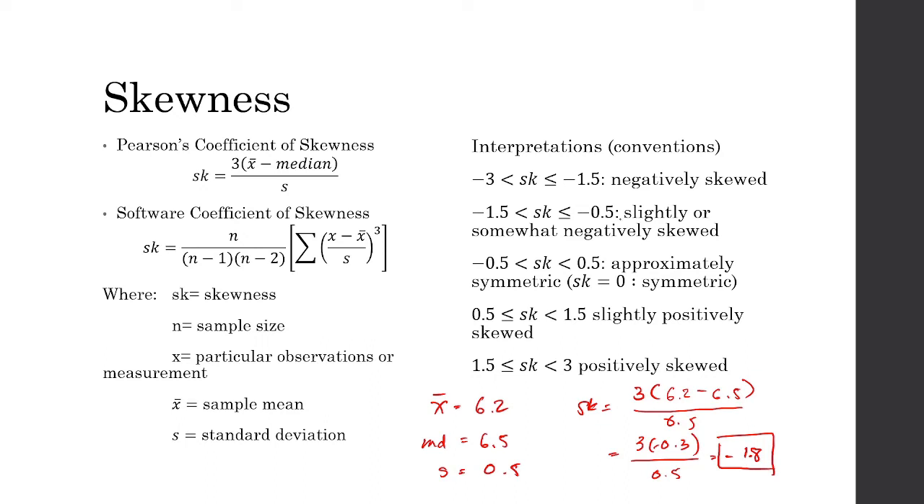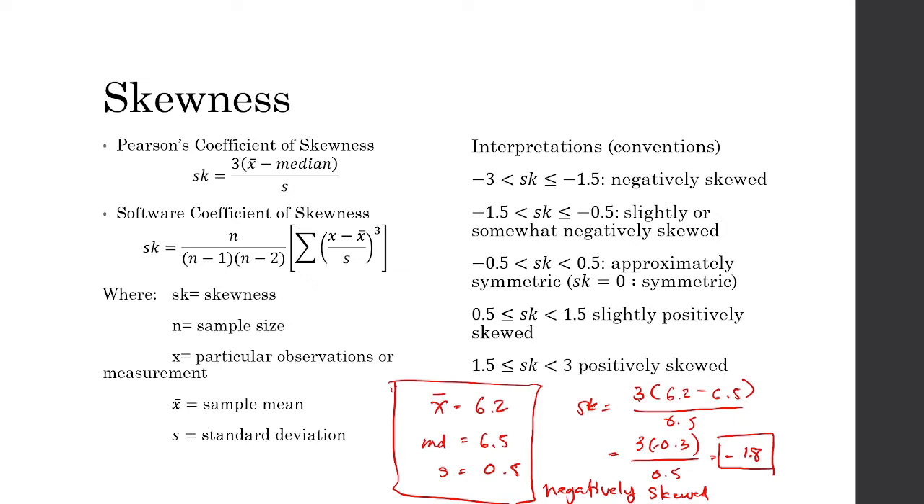So hahanapin lang natin siya rito sa ating interpretations. They fall under -3 to negative 1.5, meaning to say this data or this distribution is actually negatively skewed. Okay? So let's check if that is also true using the software coefficient of skewness.